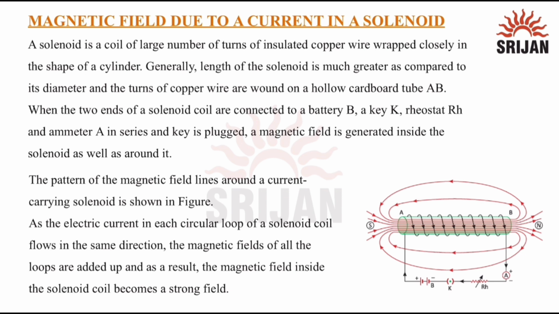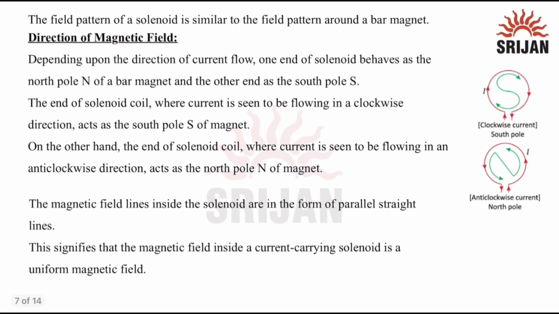Now the pattern of magnetic field around the current carrying solenoid is shown in this particular figure. As the current in each circular loop of a solenoid coil is in the same direction, the magnetic field of all the loops are added up, and as a result the magnetic field inside the solenoid coil becomes a strong field. Now, the field pattern of a solenoid is similar to the field pattern around a bar magnet. Depending upon the direction of the current flow, one end of the solenoid behaves as north pole and one behaves as south pole.